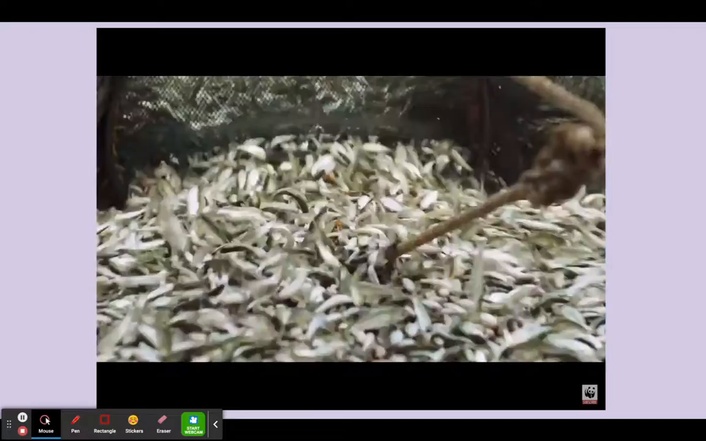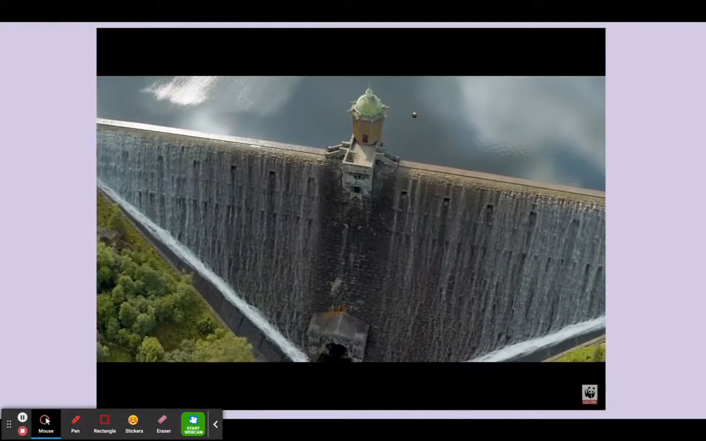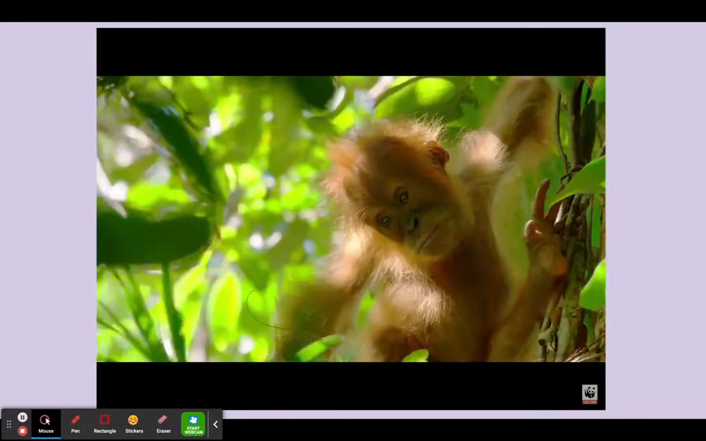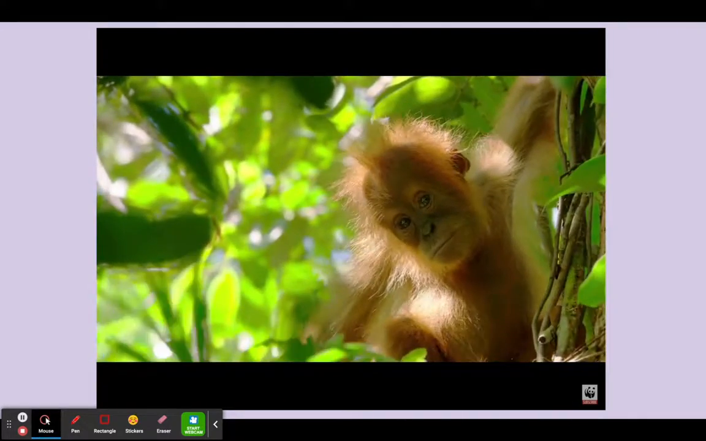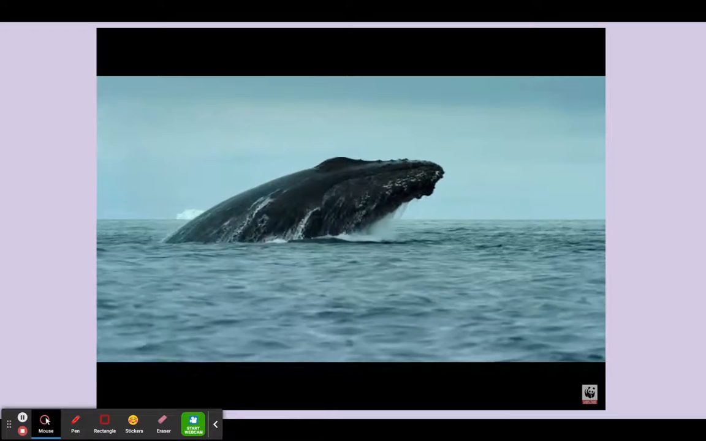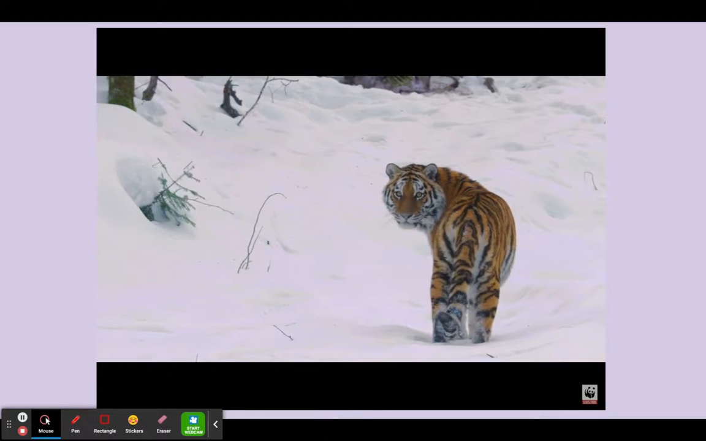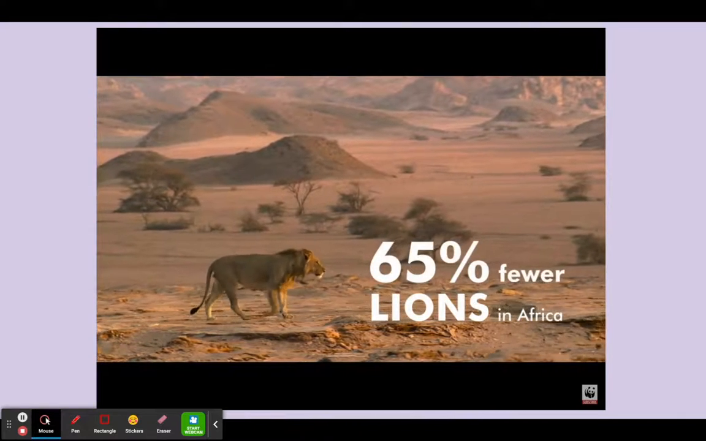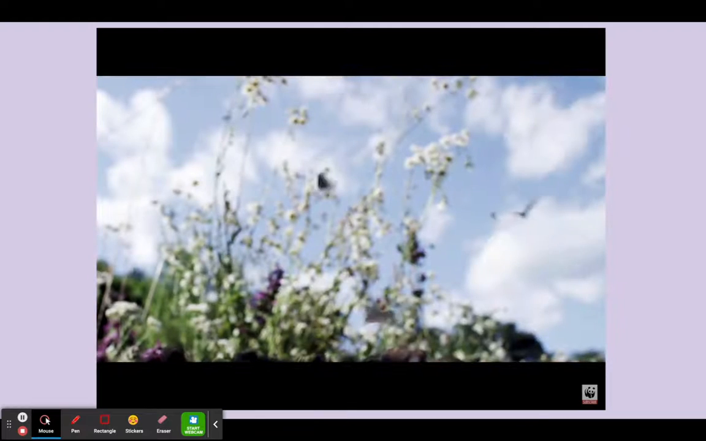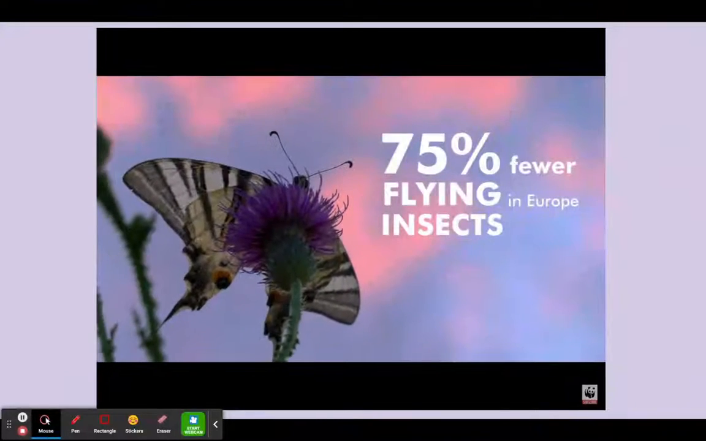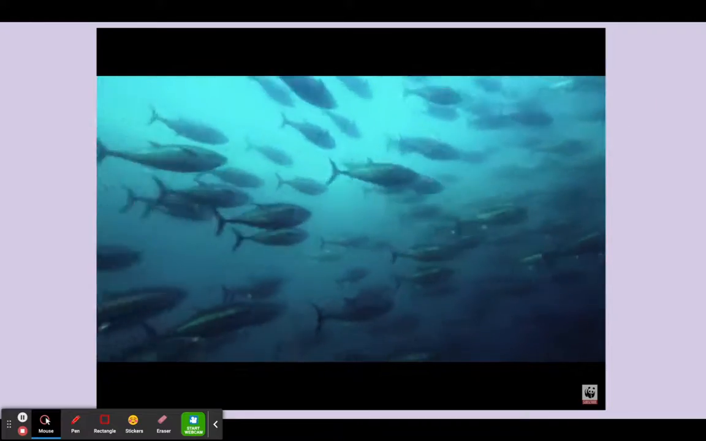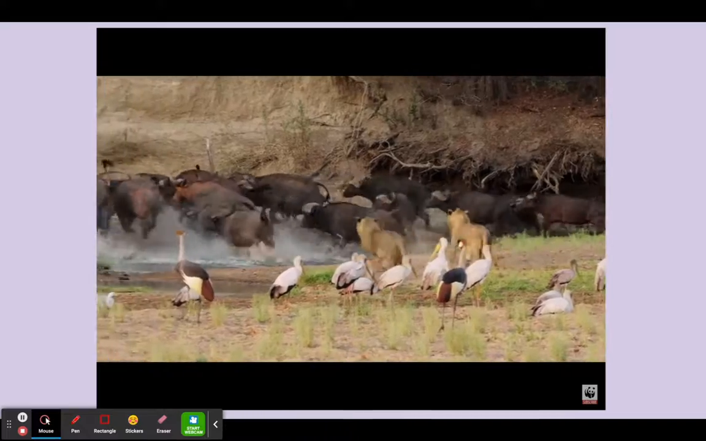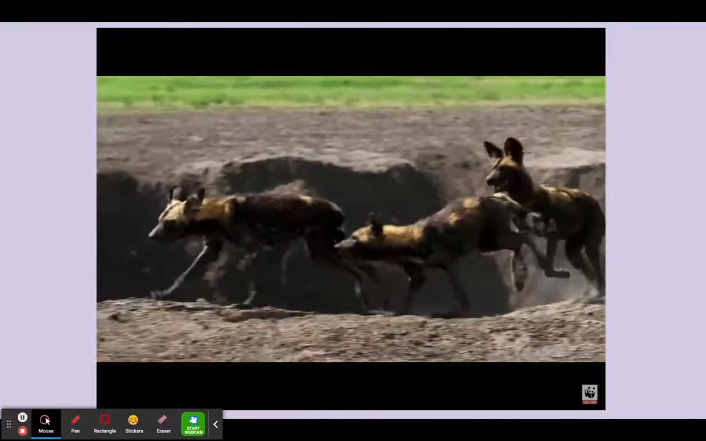In the last 50 years, our activities have dramatically reduced biodiversity across the globe. We've snuffed out habitats, reduced populations of wild animals by 60%, and even driven whole species extinct. The number of lions in Africa has dropped by 65%. The number of individual flying insects in Europe has dropped by 75%. The number of bluefin tuna in the Pacific has dropped by 95%. Biodiversity is dropping everywhere and fast.